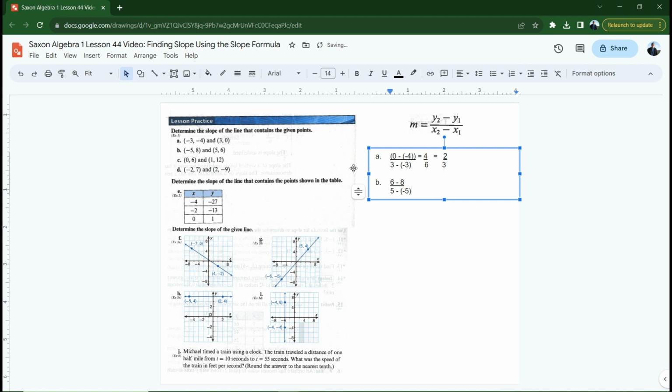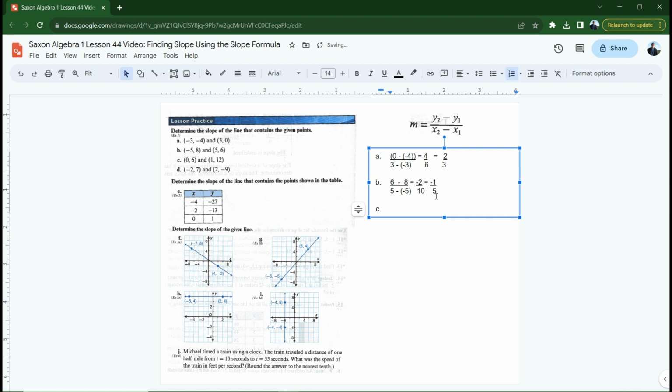Do you see why it's been so important that you've gotten good at managing your negatives? Because that's going to be a huge part of what we have to do here, is do a lot of minus and negative, and you just have to be comfortable with how to do that. All right, so let's do this. 6 minus 8 is negative 2. 5 minus a negative 5 is 5 plus 5. So on the bottom here, I'm going to have 10. Negative 2 over 10 is the same thing as negative 1 over 5, negative 1/5. So this is a graph that goes down 1 over 5, down 1 over 5.